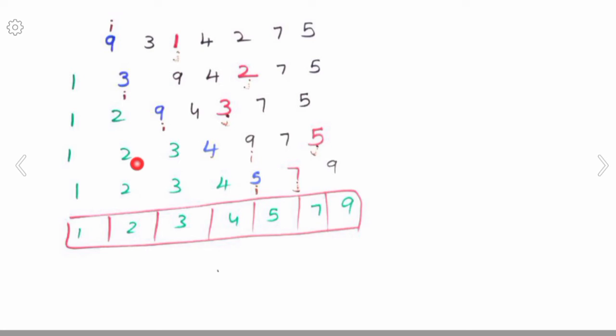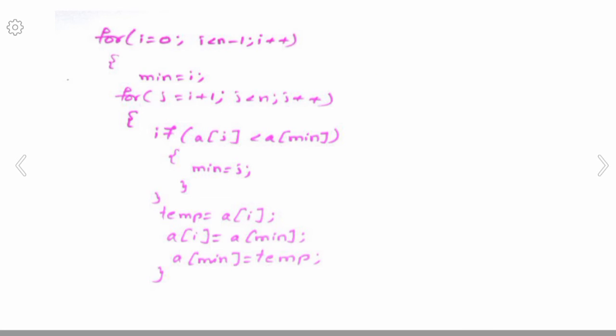In this manner we are going to repeat this. Minimum equals to I, that is the first element of the array. j equals to I plus 1. Here we divide the given array into 2 parts, the sorted and the unsorted part. So minimum equals to I and j equals to I plus 1, starting from index 1 to index 6. So we consider the elements here.